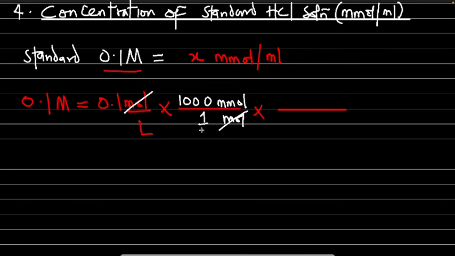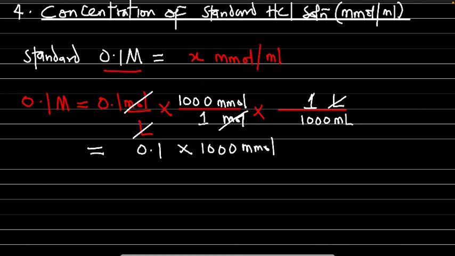Now, we want to convert from liters to milliliters. You put liters here, you put milliliters. Now, 1 liter makes up 1000 mL, so that this cancels this, right? Now, we are left with 0.1 times 1000 millimole.